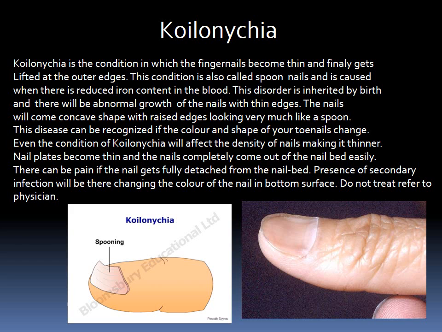This disease can be recognized if the color and shape of your toenails change. Even the condition of koilonychia will affect the density of the nails, making them thinner. Nail plates become thin and the nails come out of the nail bed easily. There can be pain if the nail gets fully detached from the nail bed. Presence of secondary infection will be there, changing the color of the nail and bottom surface. Do not treat, refer to physician.